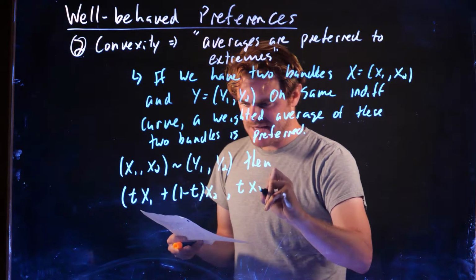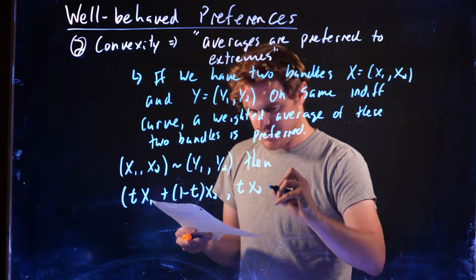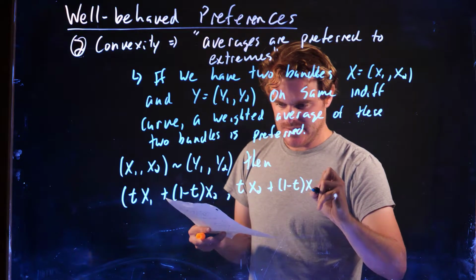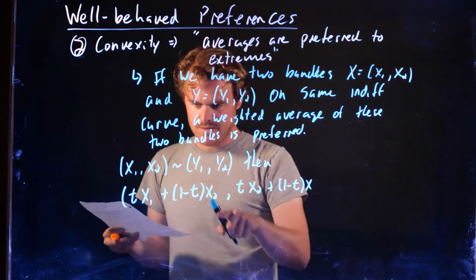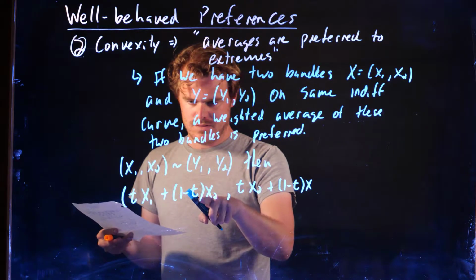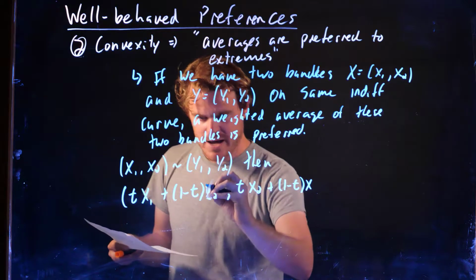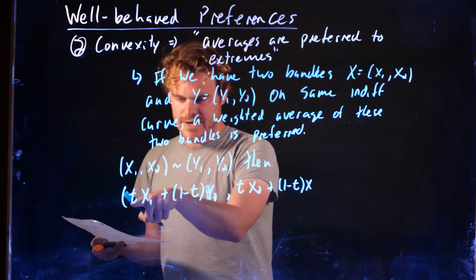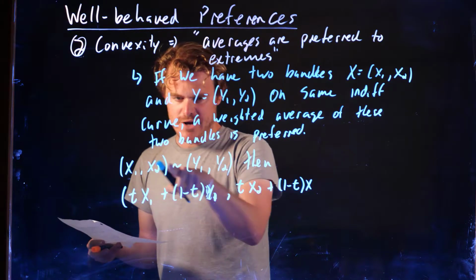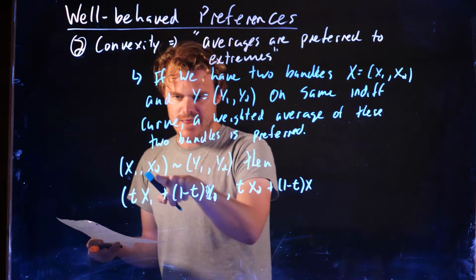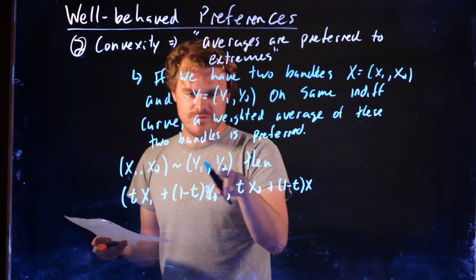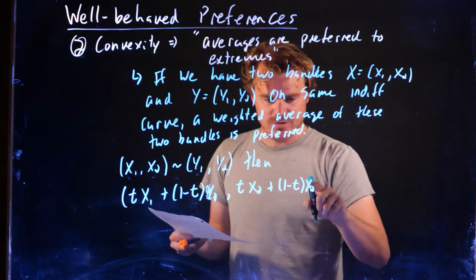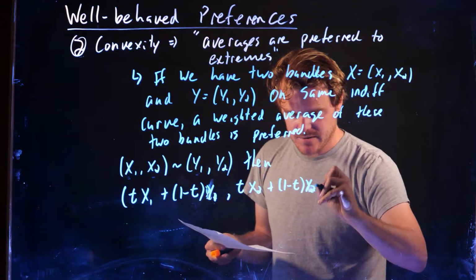And t times x2 plus 1 minus t times, this should be y1, sorry about that. So the amount of good 1 is a weighted average of the amount of good 1 in each of the bundles. And the amount of good 2 is a weighted average of the two bundles, the two amounts of good 2, so this should be y2 here.